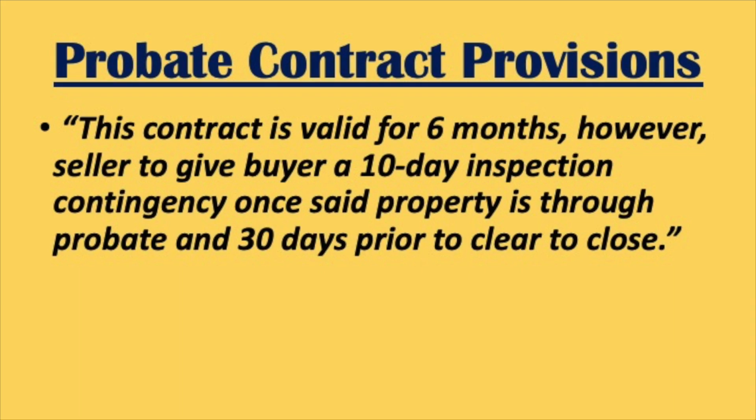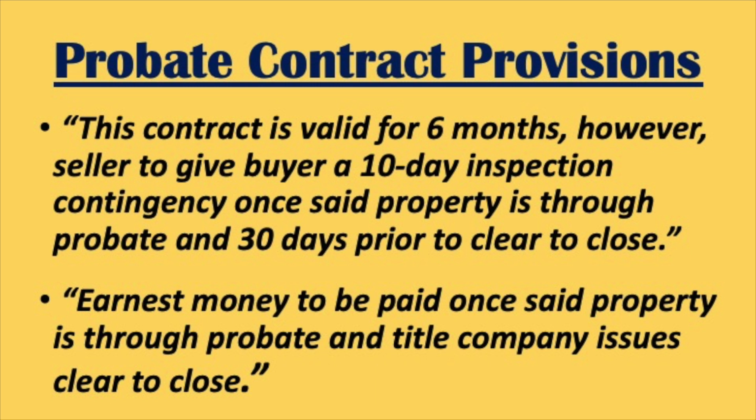Now, this is important because 4 or 5 or 6 months later, the market may have shifted and or the property condition may have worsened if it's being neglected. So add the following stipulation to your contract to address this. This contract is valid for 6 months. However, seller to give buyer a 10-day inspection contingency once property is through probate and 30 days prior to clear to close. What this does is it commits the seller to the contract for 6 months, but it gives you an opportunity to reevaluate the deal with an inspection contingency. If at that time the original contract price no longer works, then the inspection contingency gives you the opportunity to renegotiate or terminate the contract.